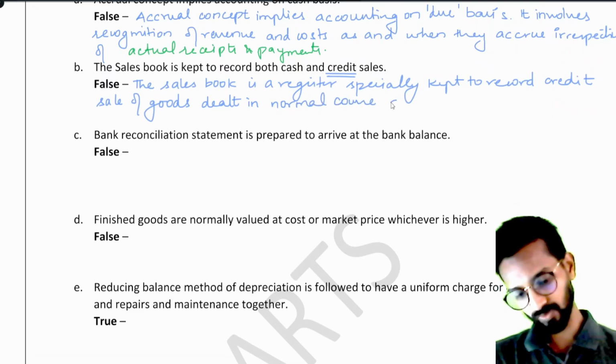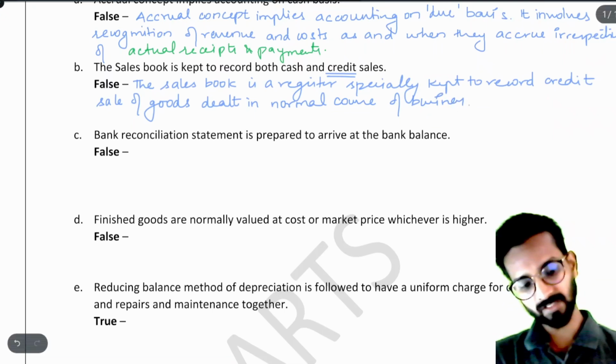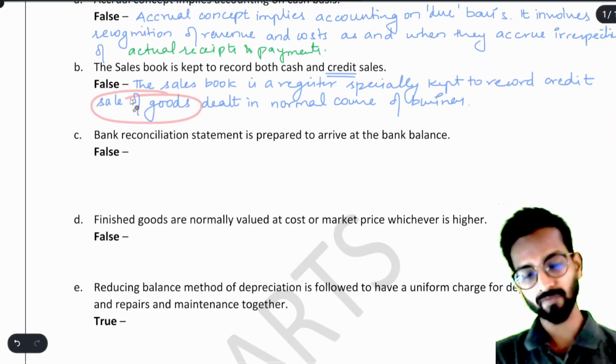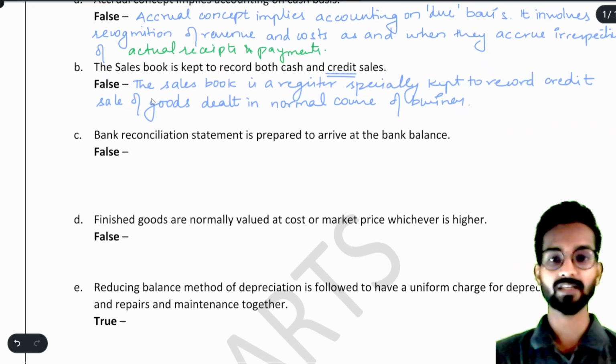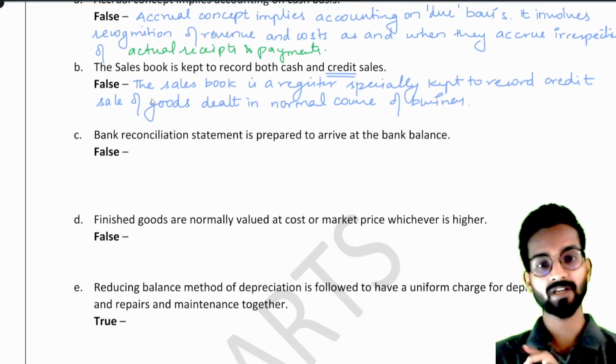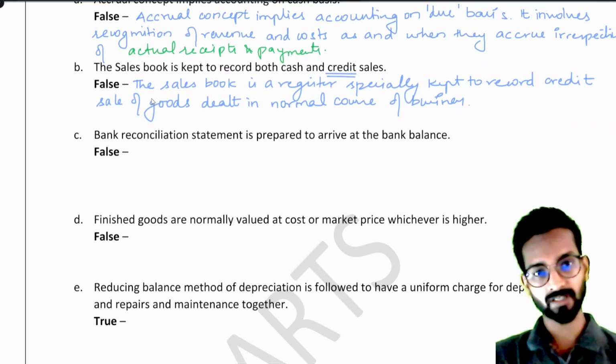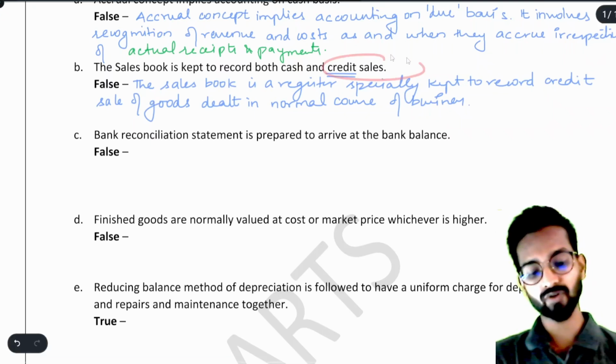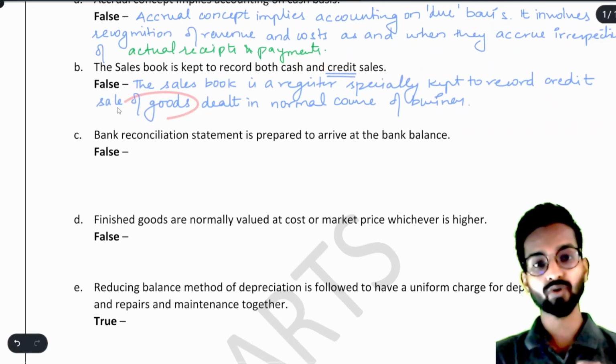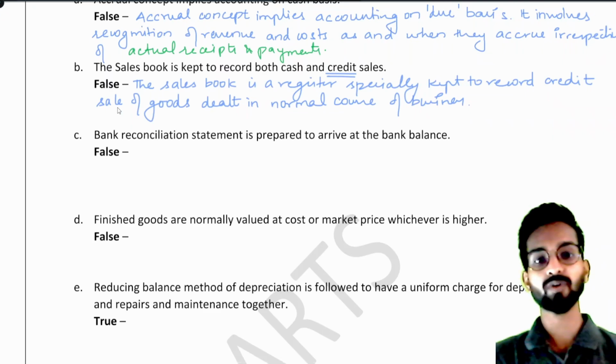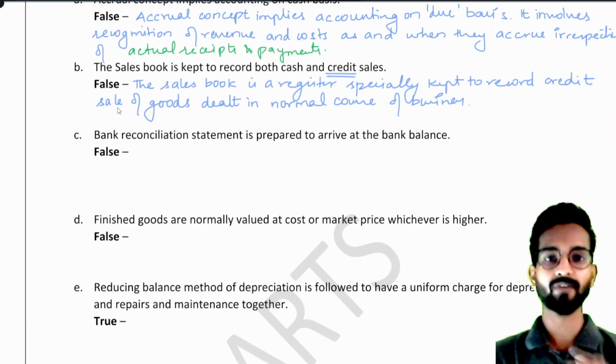normal course of business. Why have we mentioned the word only credit sale of goods? Because if it is credit sale of fixed asset, it will again come in the general journal. It will not come in the sales book. Only credit sale of goods. Credit sale of goods means those goods which are dealt in the normal course of business, which is the main business of our company. Understood?